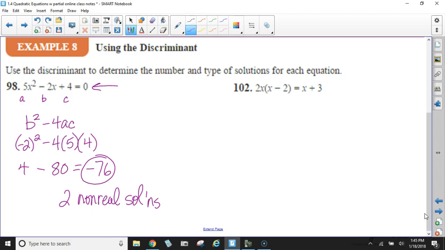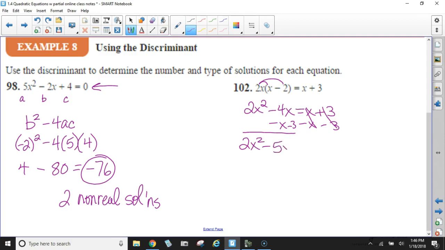On number 102, first of all, we need to clean this up a little bit. So we'll have 2x squared on the left-hand side minus 4x. Bring down the x plus 3 on the right-hand side. Now we're going to subtract x from both sides and also subtract 3. I'm going to squeeze that in right there. So our equation now is 2x squared minus 5x minus 3 equals 0.